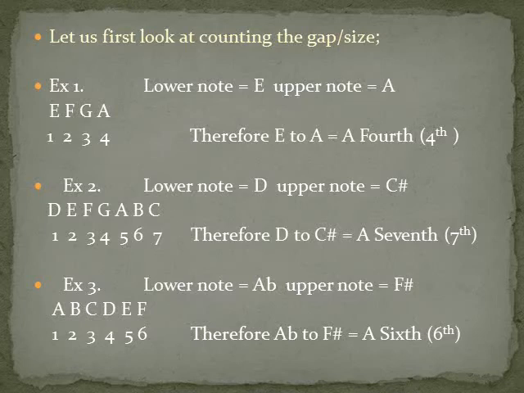Example number 2, looking at D up to an upper note C sharp. Notice we ignore the sharp sign and continue from D to C, which gives us a 7th. Example number 3, lower note A flat, upper note F sharp. Inclusively, that adds up to 6 letter names, therefore the interval of a 6th.